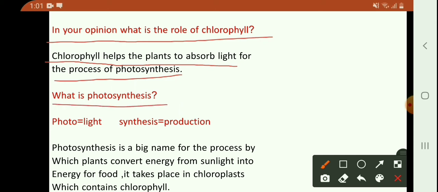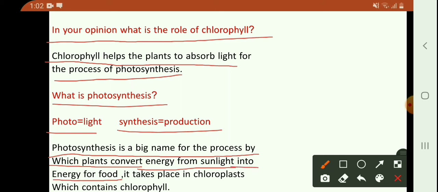What is photosynthesis? Photo means light ضوء, synthesis production, light production. Photosynthesis is a big name for the process هي اسم لعملية by which plants convert النبتة بتحول the energy from sunlight الطاقة من أشعة الشمس into energy for food.